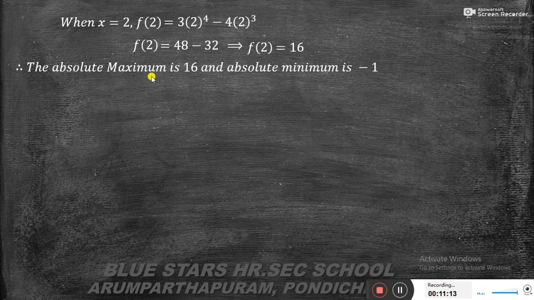So the absolute maximum value is 16 and the absolute minimum value is minus 1. Which one is the lowest value? That value we take as absolute minimum. Which value is the greater value? That value we take as maximum value. Therefore absolute maximum value is 16, absolute minimum value is minus 1.